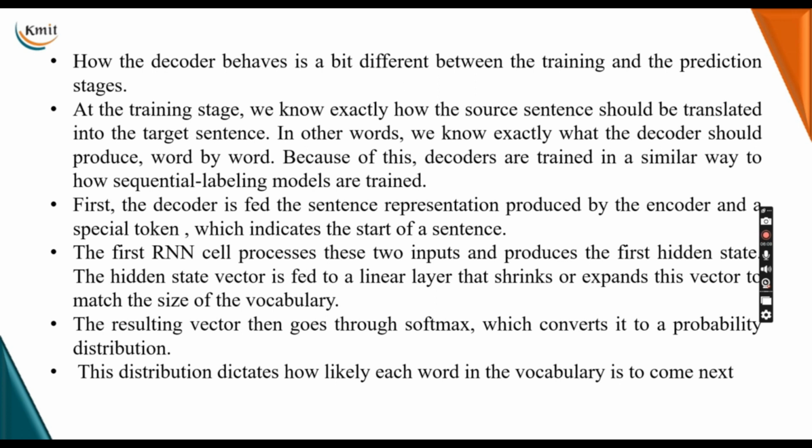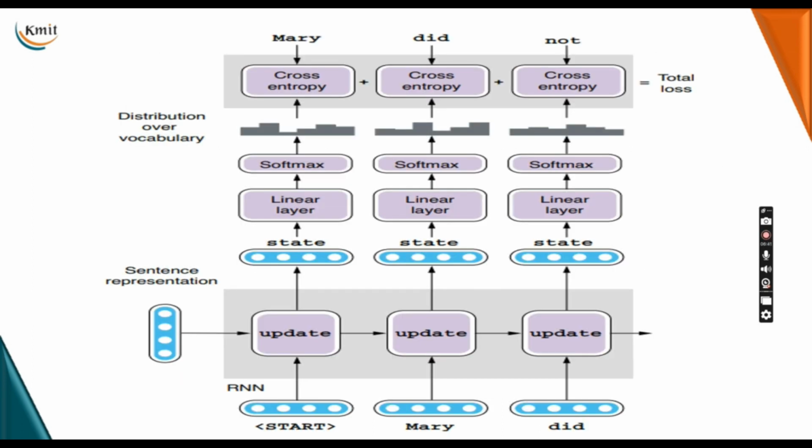It produces the first hidden state, and the hidden state vector is fed to a linear layer that either shrinks or expands this vector to match the size of the vocabulary. Now this resulting vector goes through the activation function, probably softmax, which converts it to a probability distribution. This distribution dictates how likely each word in the vocabulary is to come next. That is the main duty of the language model.